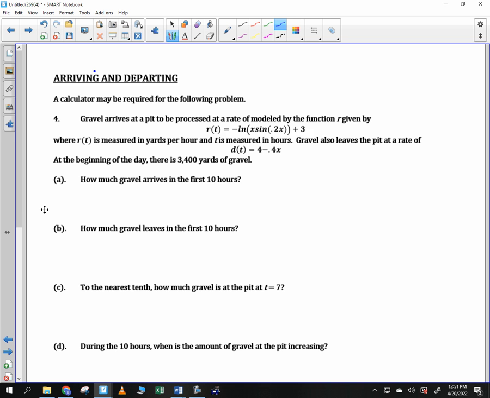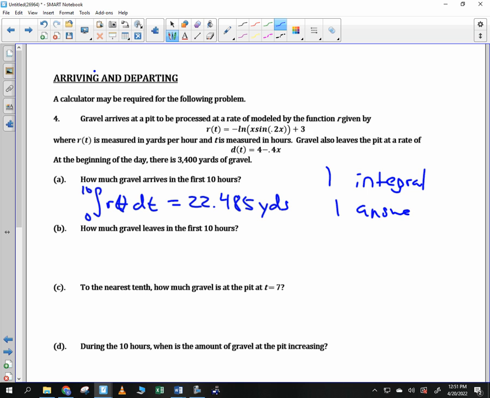Arriving and departing, how much gravel arrives in the first 10 hours? I should see the integral from 0 to 10 of r of t dt. And you should get 22.485 yards. 1 point for the integral, and 1 point for the answer.